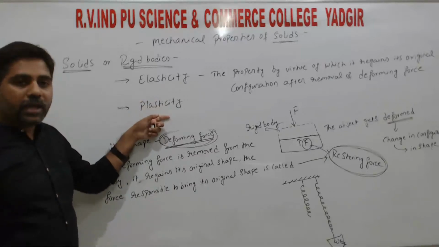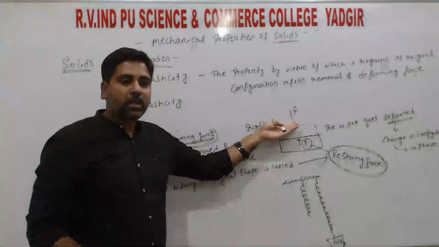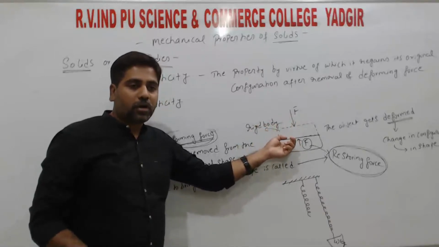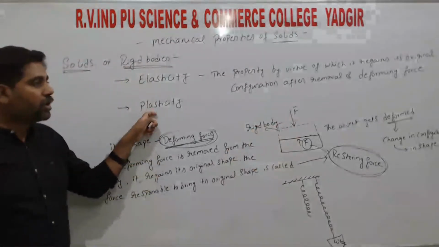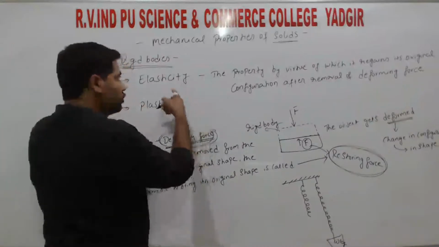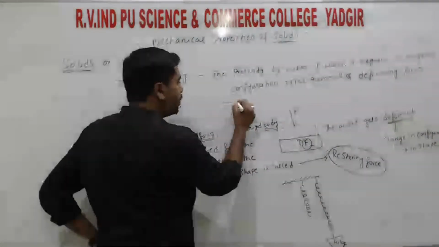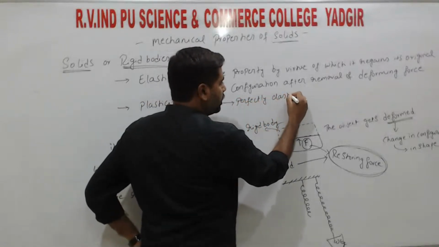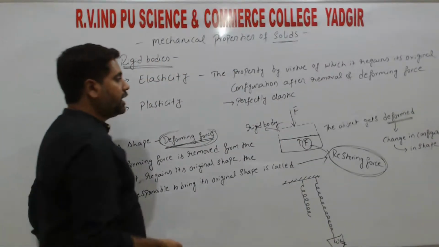So opposite to that of elasticity is plasticity, right. So it does not come back to its original shape. After removal of the deforming force, if the object or the solid or the material does not come back to its original configuration, then that property we call plasticity, right. So before going to discuss plasticity, one more thing in elasticity we are discussing, that is perfectly elastic, or perfectly elastic in nature, or perfectly elastic body.